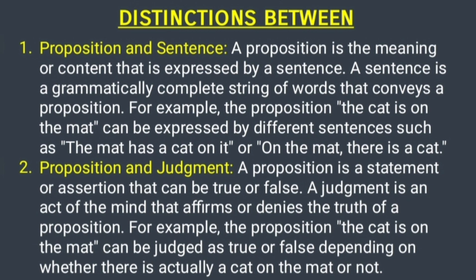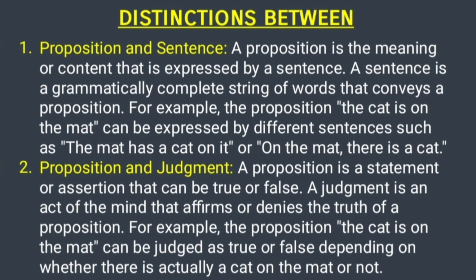Distinctions between 1. Proposition and sentence. A proposition is the meaning or content that is expressed by a sentence. A sentence is a grammatically complete string of words that conveys a proposition. For example, the proposition, "the cat is on the mat," can be expressed by different sentences such as, "the mat has a cat on it," or, "on the mat, there is a cat."